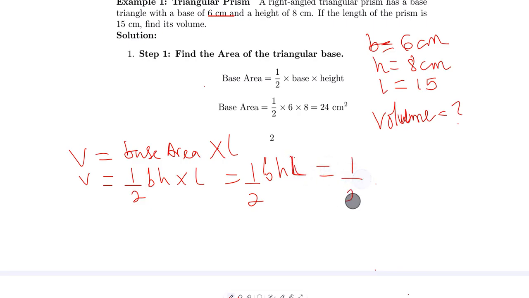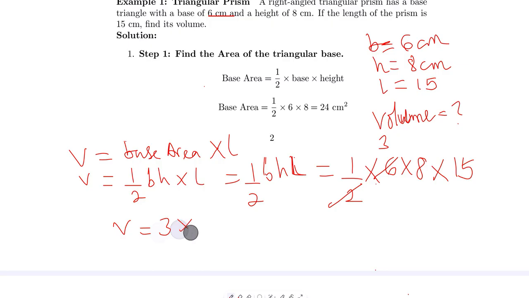1 over 2 times, what's the base now? 6 times, what's the height? 8 times, what's the length? 15. 2 into 6 is 3. So my volume is 3 times 8 times 15. 3 times 8 is 24. 24 multiplied by 15.